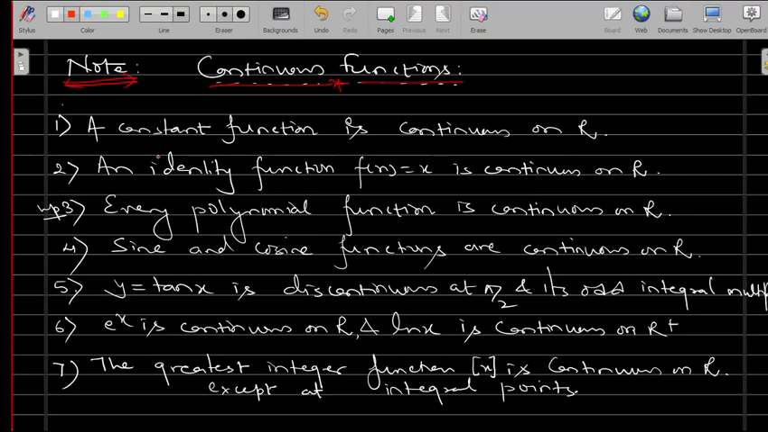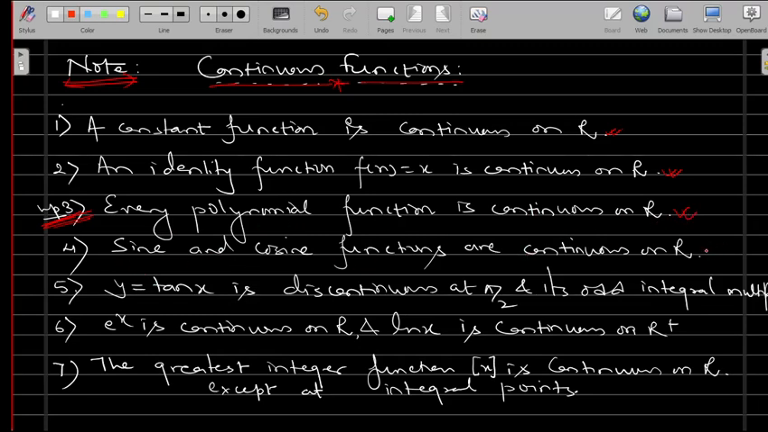The first one is, a constant function is continuous on R, which we discussed last year as well. The identity function f of x equal to x is also continuous on R. Every polynomial function is continuous on R. It is very important, and we have to use this many times.